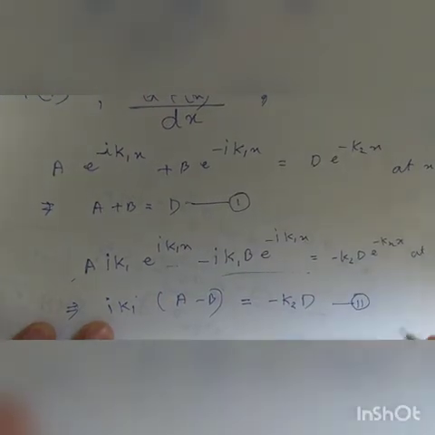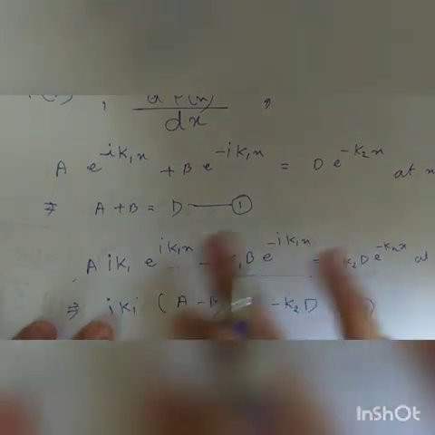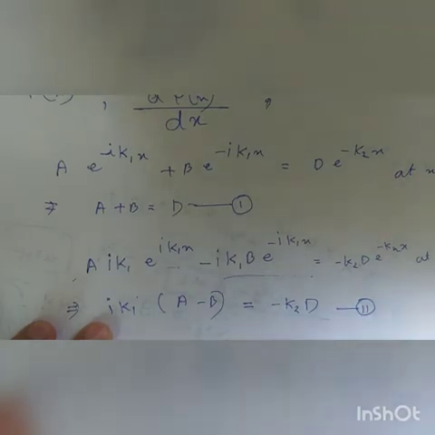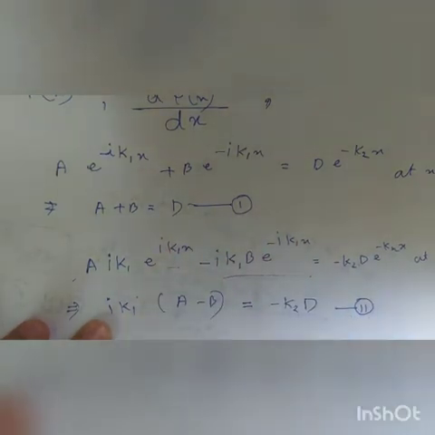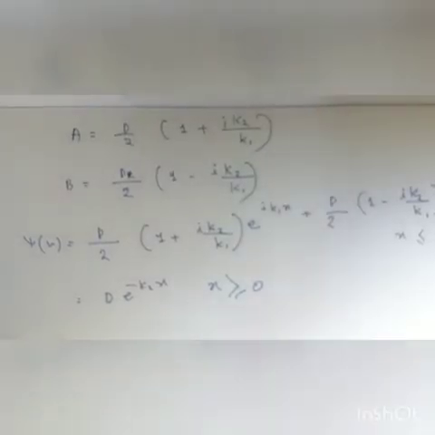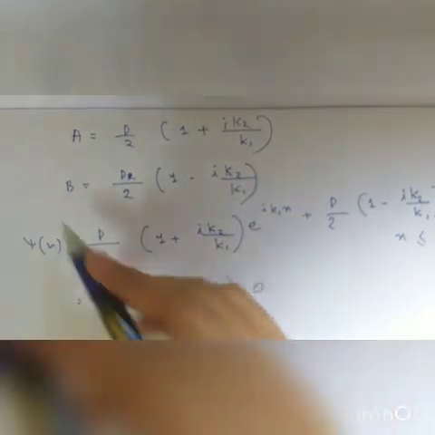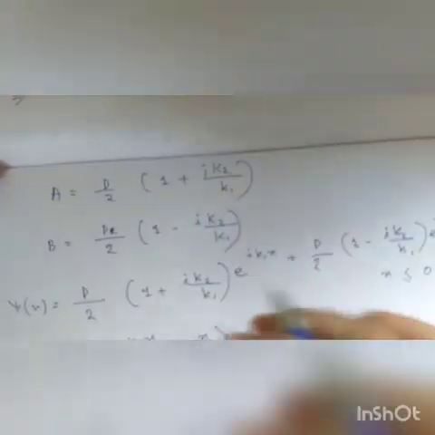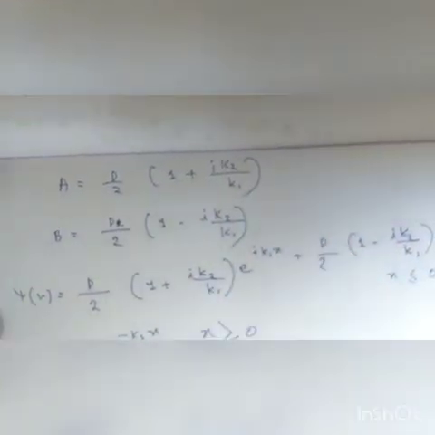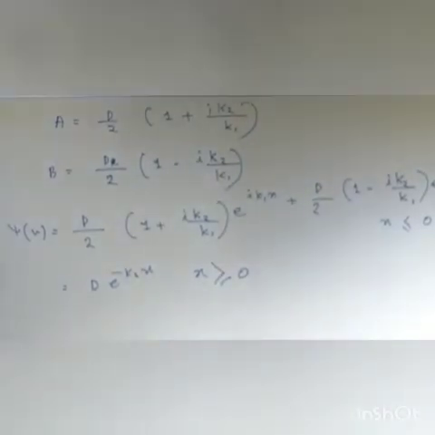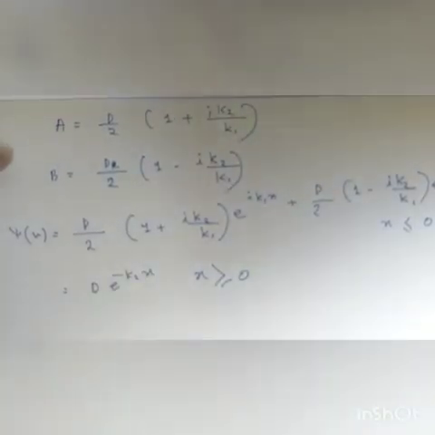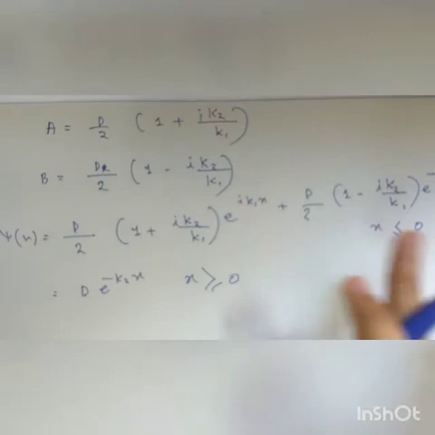Now these two equations have three arbitrary constants, so we are expressing a and b in terms of d. Solving these two equations, we get a and b just like this in terms of d. So the final eigenfunctions, or the solution of the time independent Schrodinger equation, will be something like this.